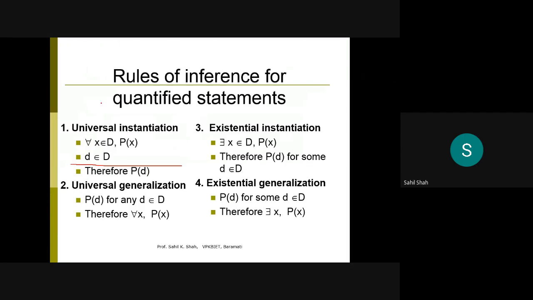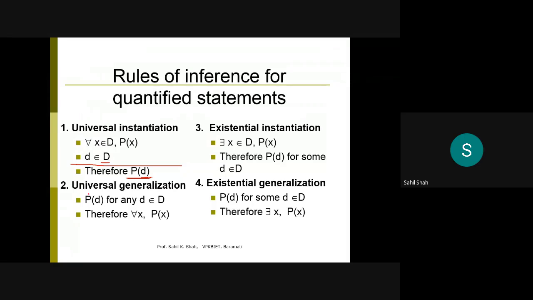Take a snapshot of the slide. The first rule says that if there are two premises, the first premise is for all x belonging to a certain domain D, predicate P of x is true, and there exists some small d, some instance which is also a member of domain D, then what is the conclusion? P of d will be true. I will take an example of each so that things will be clear. If it is known that for all x, P of x is true, then predicate P is true for a certain value d which is present in the original domain D.